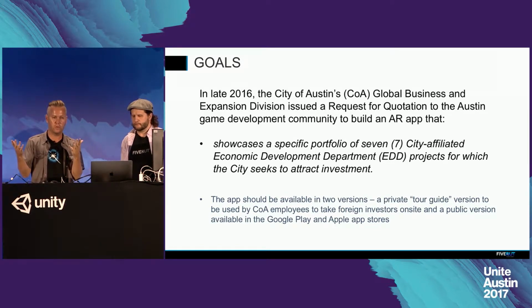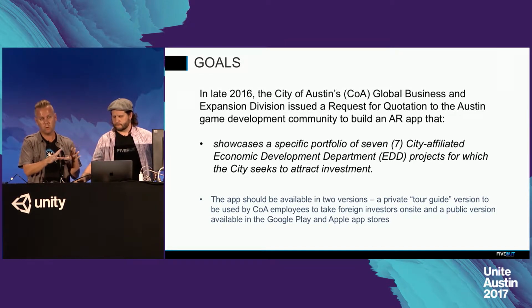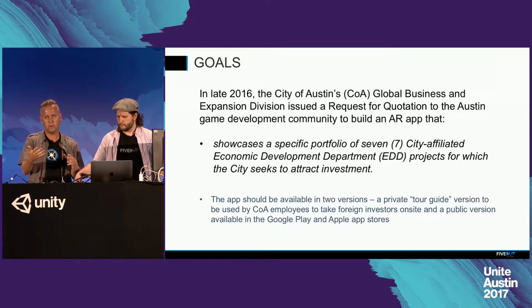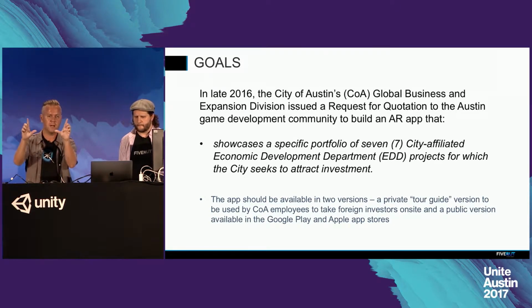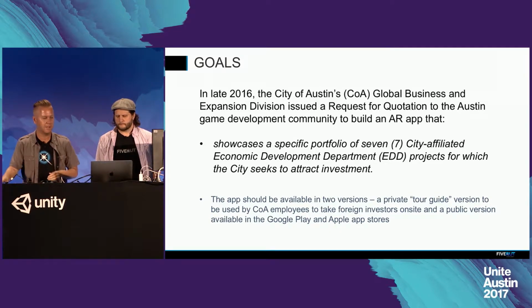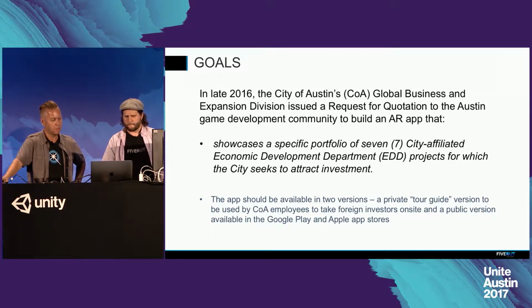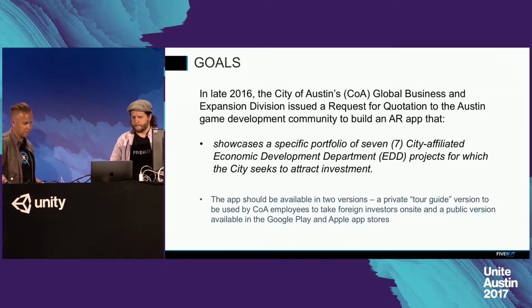They wanted 2 versions of the app. One was basically a tour guide version of the app, which wasn't on the Play stores. So an employee from the City of Austin would take the foreign investors to the construction sites and they can show them the AR in person. The second version was public and they wanted Android and iOS. Next slide, please. Jonah is going to quickly give you a screen share of the app itself before we move on.